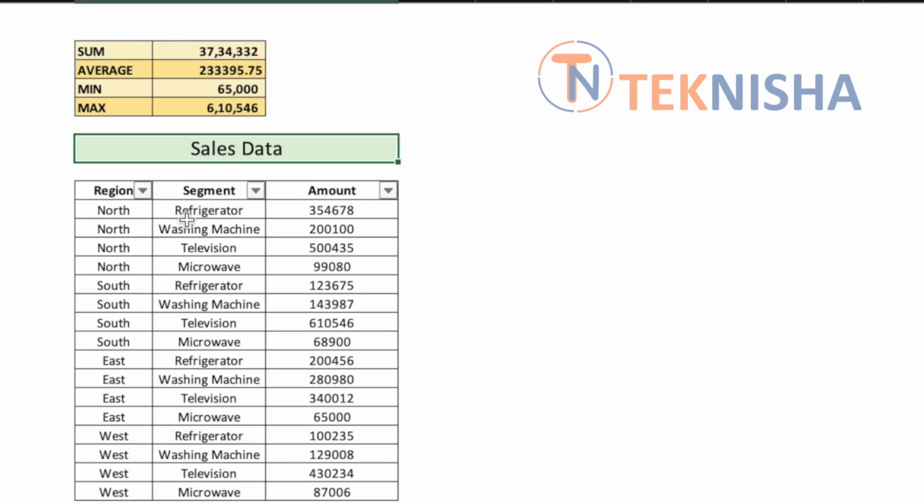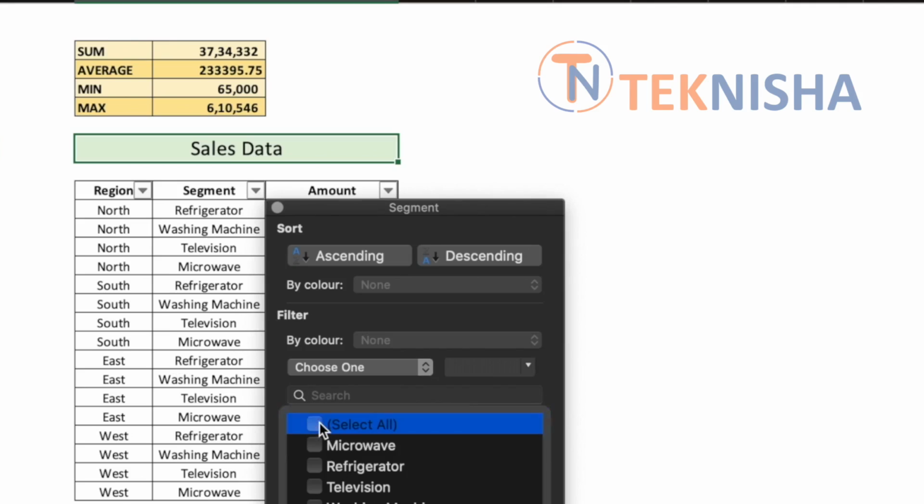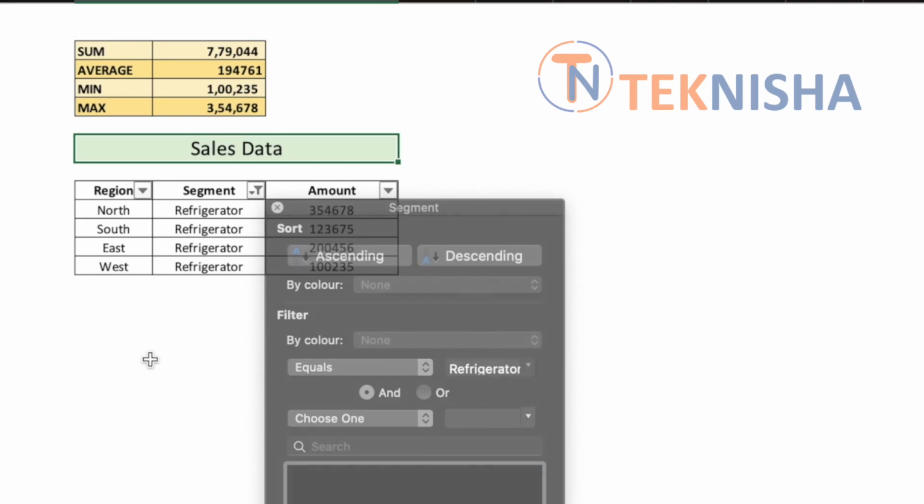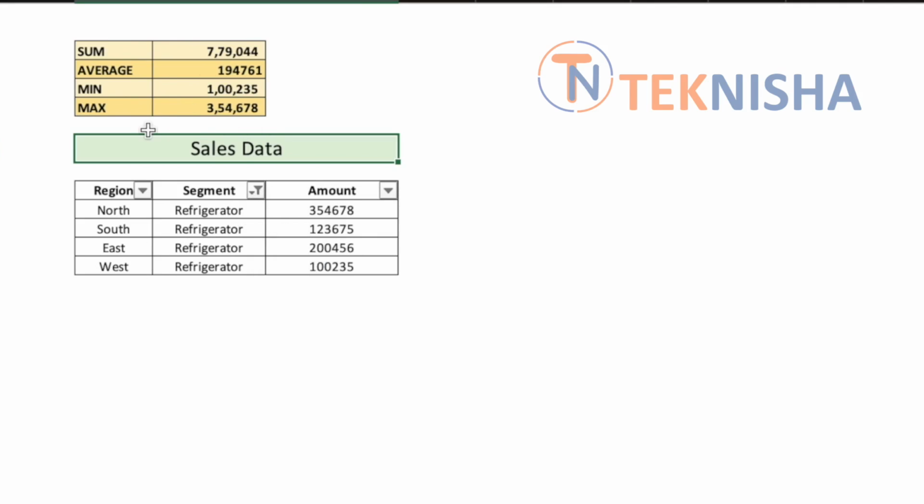If the user now selects a particular type of data, for example, change the segment to only reflect refrigerator, the calculations on top change based on the data selected.